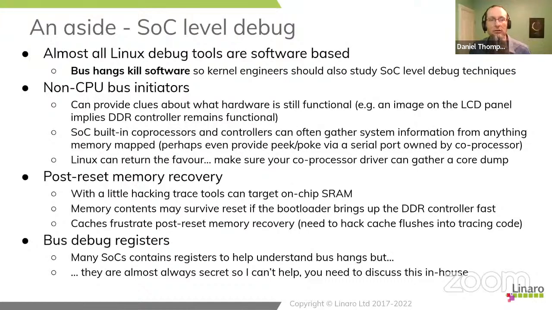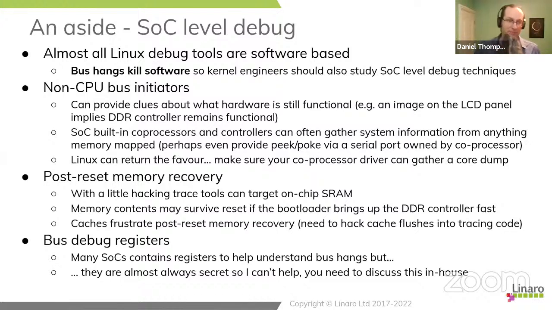More usefully, if a SOC has built-in co-processors, then they are likely to be able to make memory mapped access to the system. If they have a serial port or other ways to communicate outside of the Linux domain, you can even use them to implement peeks and pokes, which can allow you to look for which bits of the bus are still functioning and so on and so forth. It's off topic, but Linux can also return the favor. If you have co-processors in your system, make absolutely sure that there is a driver that can gather a core dump from the coprocessor, so that if the coprocessor crashes, you can exfiltrate that back and give it to the firmware team to get the coprocessor fixed.